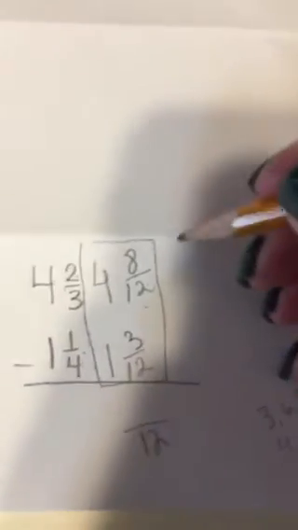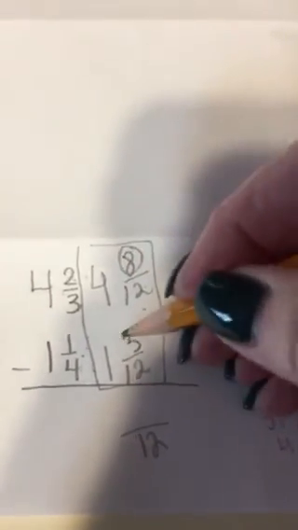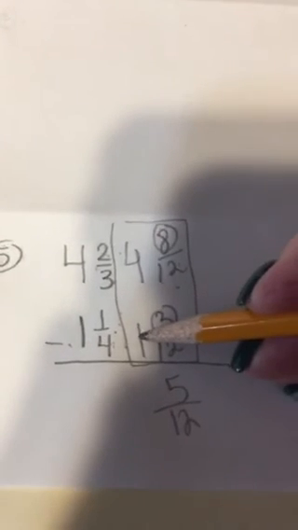My denominators match, so I'll copy them. I'll deal with my numerators, 8 and 3, and don't forget I'm subtracting. So 8 take away 3 equals 5. Don't stop there. Think about what I forgot to do. Don't forget your whole numbers.